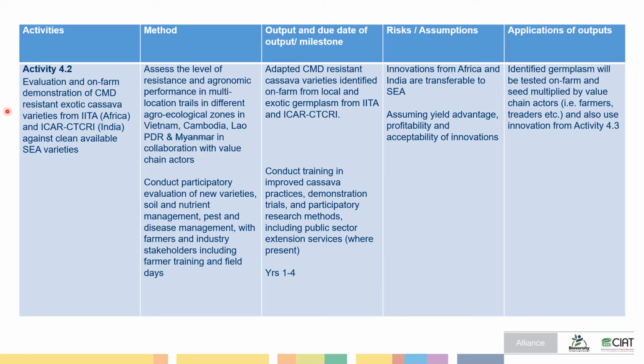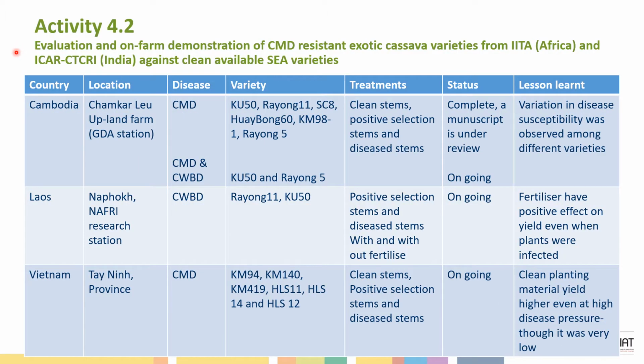Activity 4.2 is the evaluation and on-farm demonstration of CMD resistant exotic cassava varieties from IITA and CTCRI against clean available Southeast Asian varieties. In activity 4.2, we plan to assess exotic varieties against Southeast Asian varieties for disease susceptibility and yield.